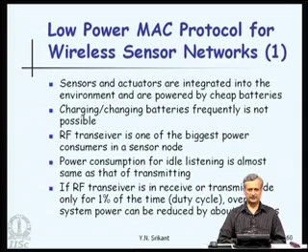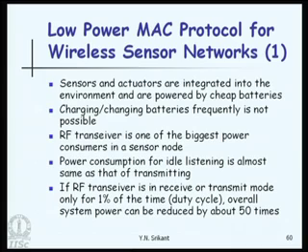Inside a sensor mote, the RF transceiver is probably the biggest power consumer. Receiving and transmitting on wireless is a very power hungry task. Power consumption for idle listening is almost the same as that of transmitting. So, in other words, keeping the transmitter in idle mode does not help at all. Whether you are transmitting or you are keeping quiet, the power consumption is about the same. And if the radio frequency transceiver is in receive or transmit mode for only 1% of the time, in other words, the rest of the time it is shut down, overall system power consumption can be reduced by about 50 times.